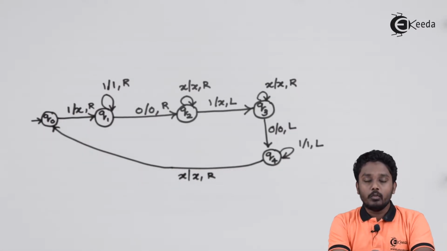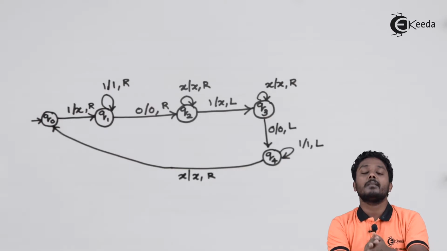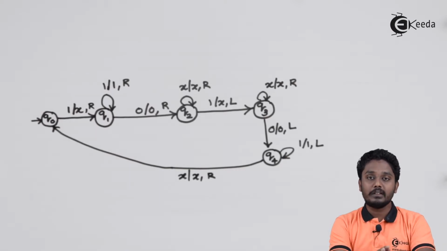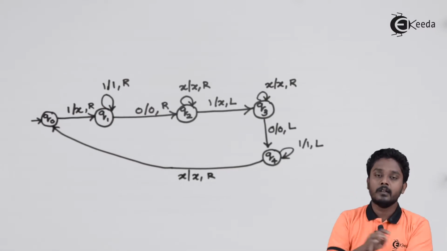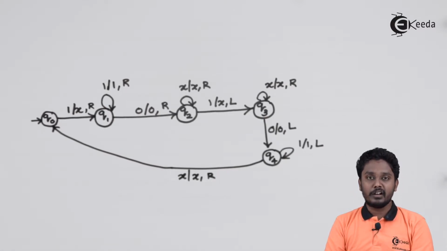This entire loop would do the work of comparing the number of 1s in the first string with the number of 1s in the second string. Now I need to accommodate 3 things: whether x and y are equal, or x is greater than y, or y is greater than x. First, let us see the condition that x and y are equal.